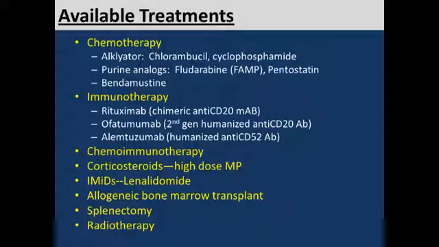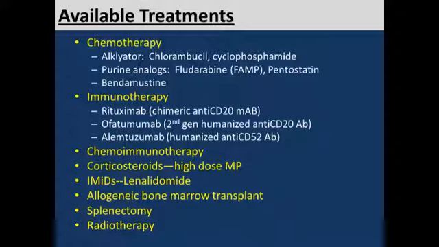Alkylator therapy is very important. Chlorambucil is a classic medication used in CLL. Purine analogs such as fludarabine, especially fludarabine. Bendamustine is a newer drug that has alkylator and purine analog activity.